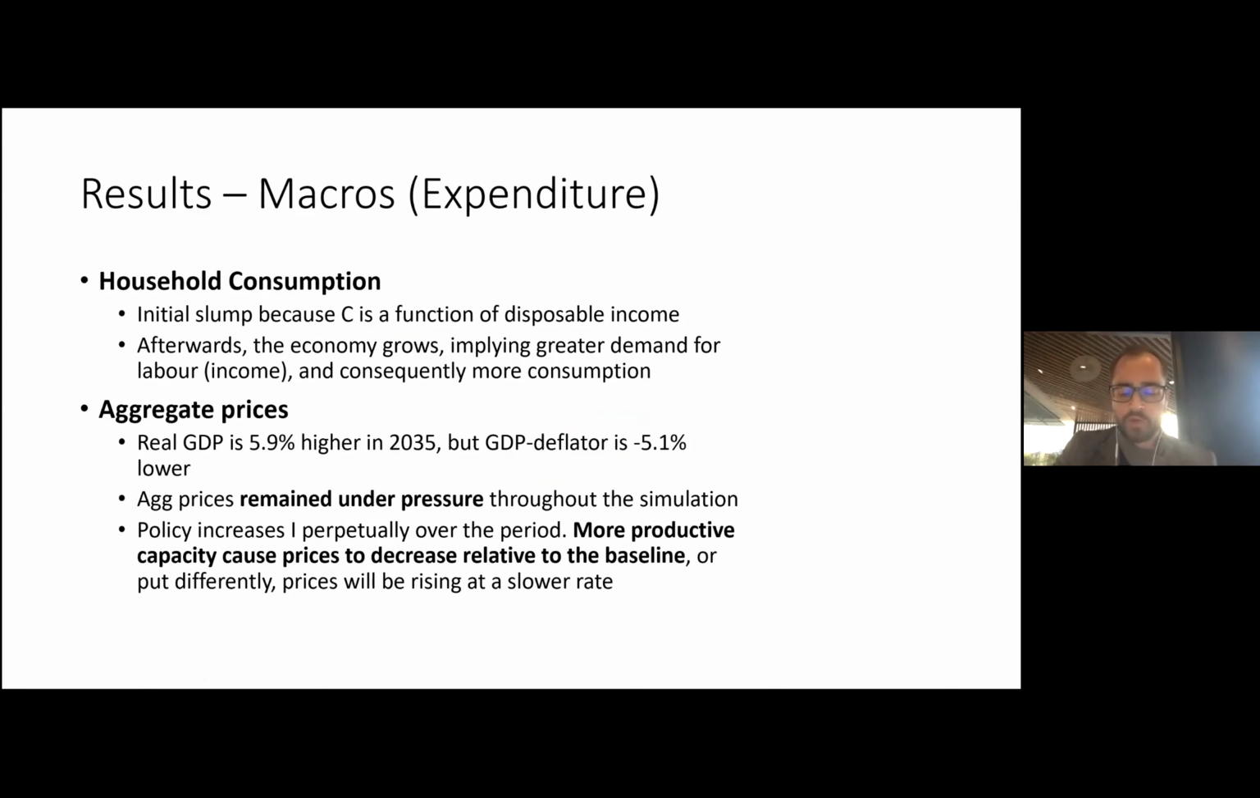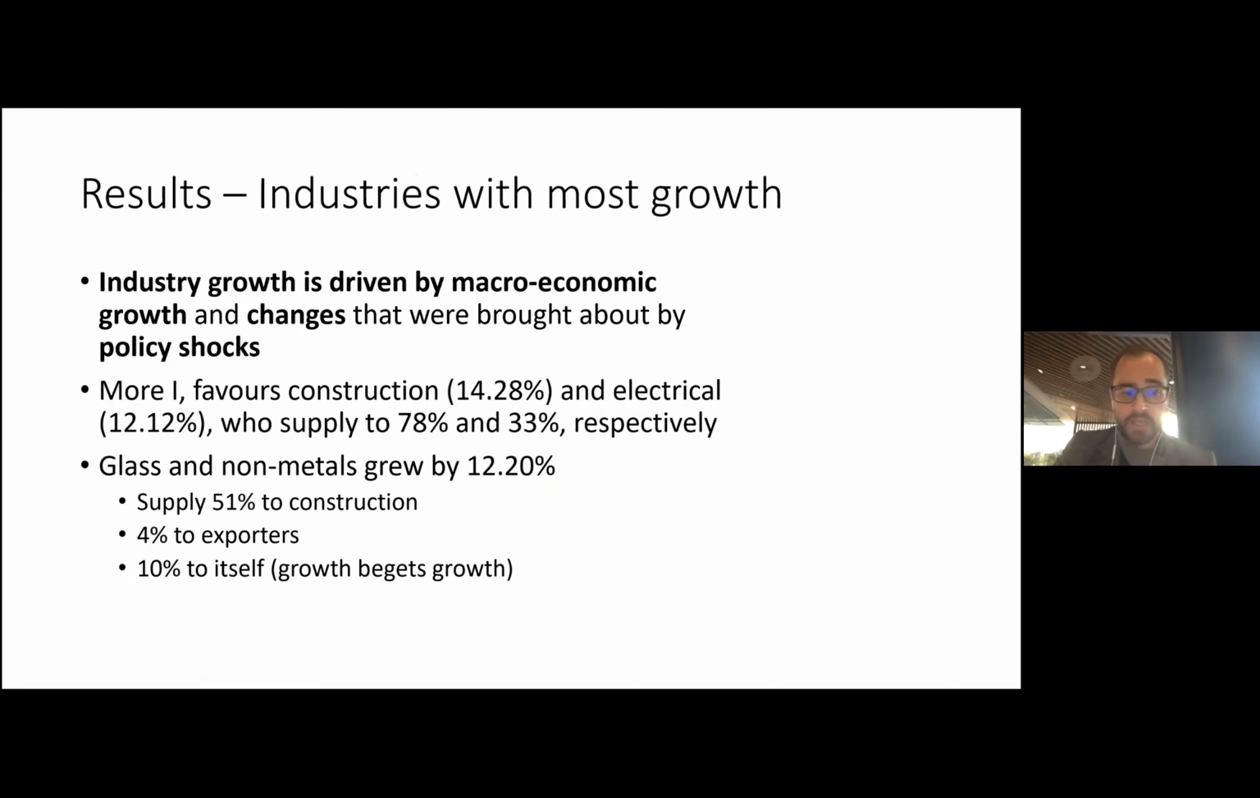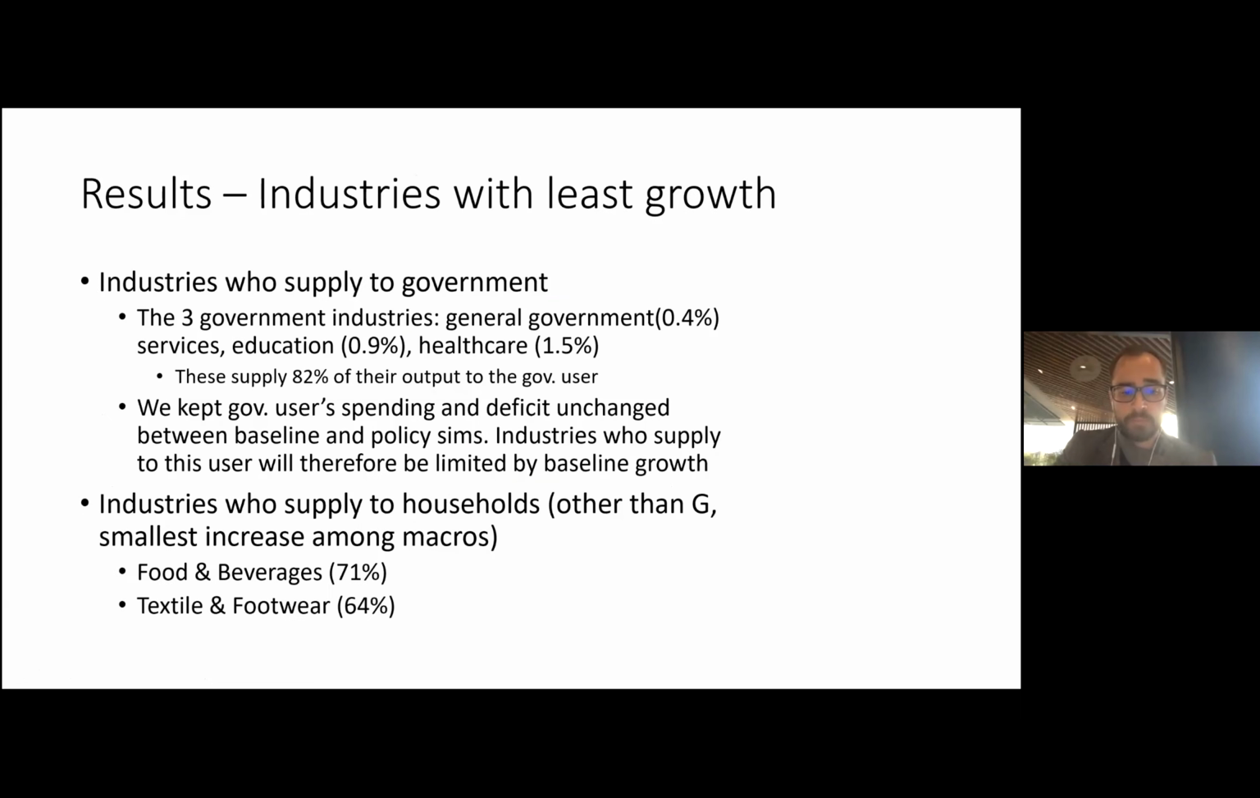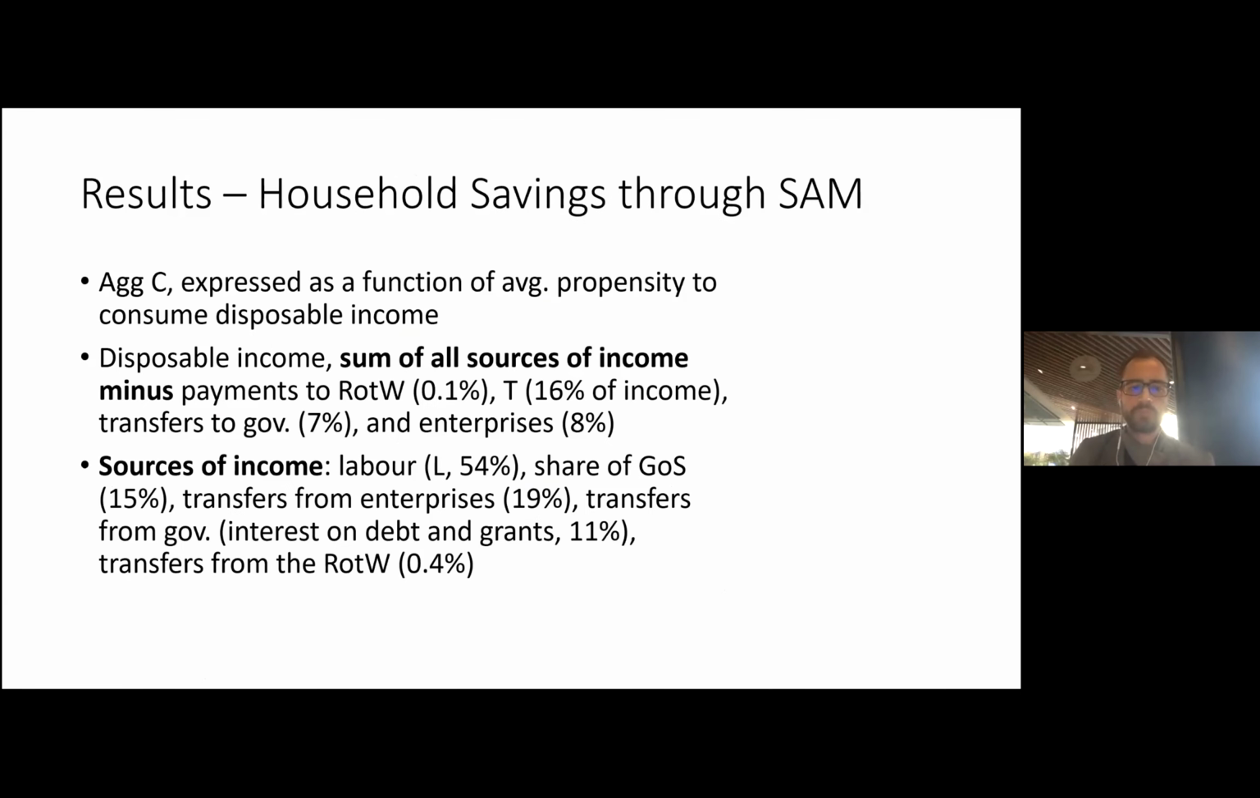That of course would then cause these industries that supply to the household sector, mostly food and beverages, 71% go to household, and textile and footwear, 64% go to household. These industries also saw a substantial decrease over the investment period. So there are, of course, winners and losers.